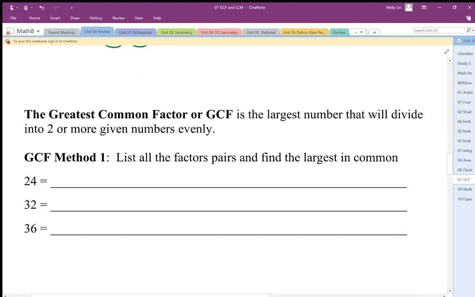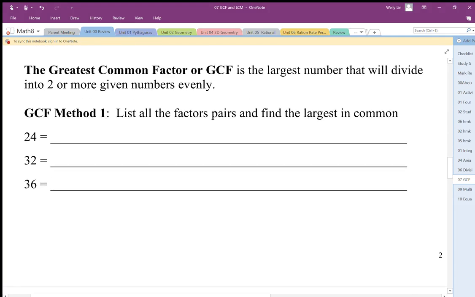So we're going to find greatest common factors and least common multiples. We're going to do this a few different ways. We're going to do this in an inefficient way, which is easy to understand, and in a more efficient way, which is a little bit harder to understand. First of all, we're going to do this in an easy way. If I want to find the greatest common factor of these three numbers, 24, 36, 32, what I can do is list all the factor pairs from smallest to largest.